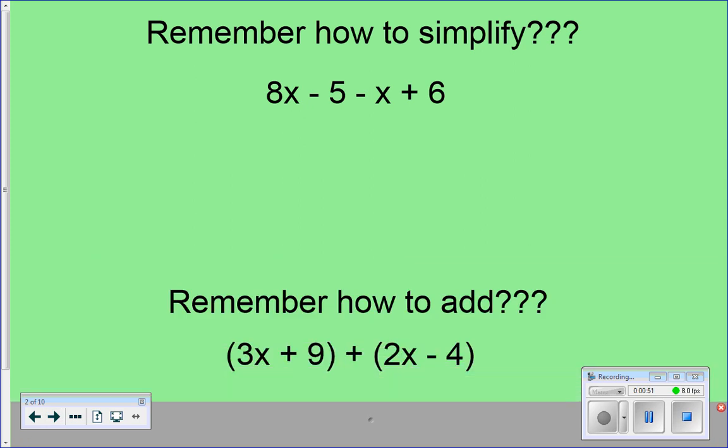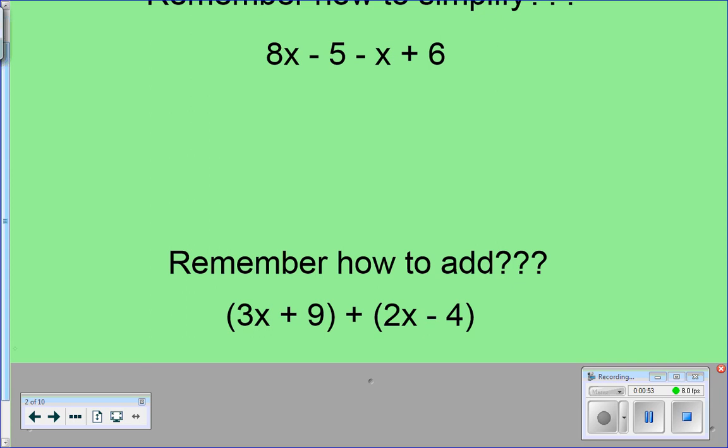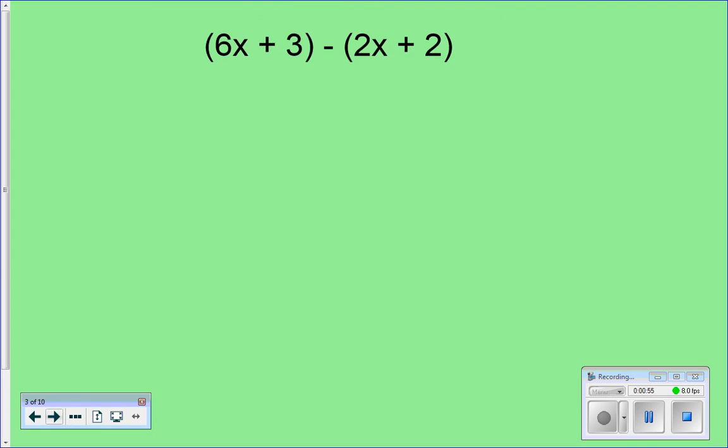All right, so we kind of talked about this already, remembering how to simplify. We kind of talked about remembering how to add, but we're going to skip that and go right into subtraction. Subtraction is a lot like addition. And remember how I said it's easier to put them on top of each other? It really is easier for something like this.